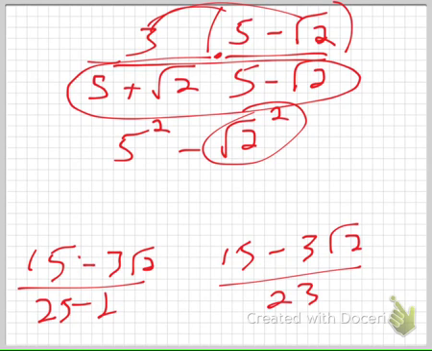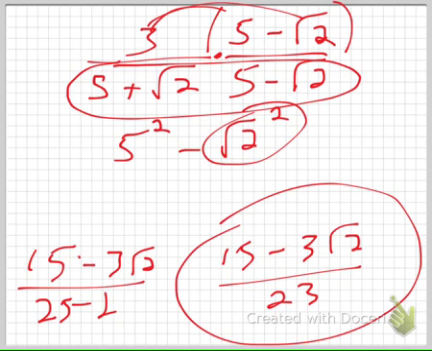Can I reduce anything here? I can't do that because that's 3. That 3 is being multiplied by the square root of 2. Does that make sense? So I can't subtract that. Can I reduce 15 and 23 or anything? No. Guess what the answer is? Right there.